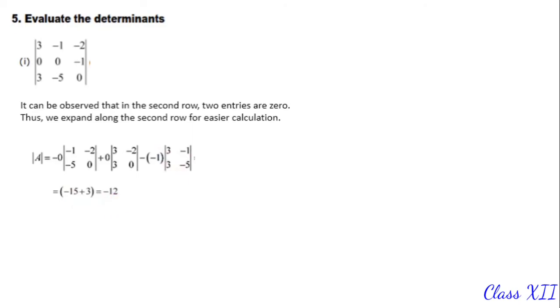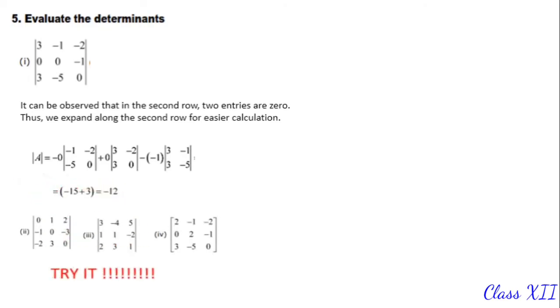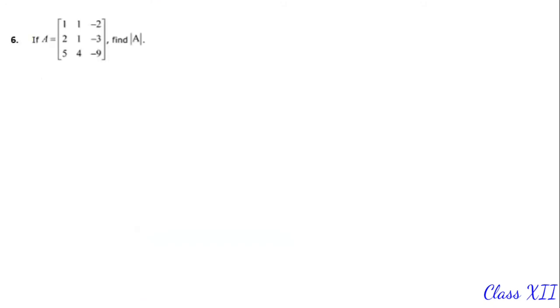That is the answer. Now we have question number 2, question number 3 and question number 4 here. These 3 questions you will do as homework. Next, move on to question number 6. If A is equal to the matrix 1 1 minus 2, 2 1 minus 3, 5 4 minus 1, find the determinant A. This question also you will do as homework.